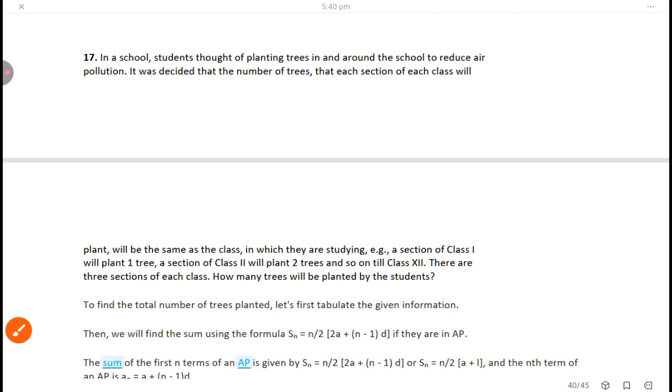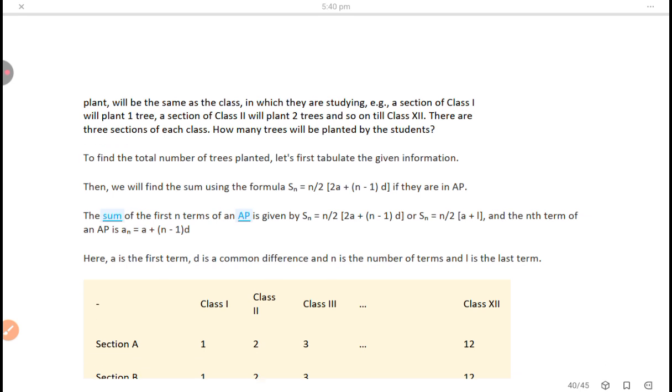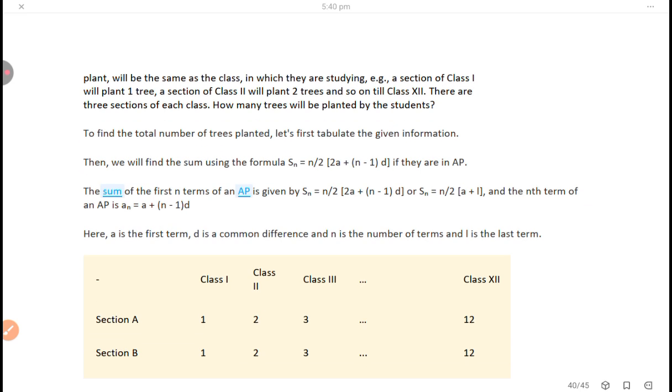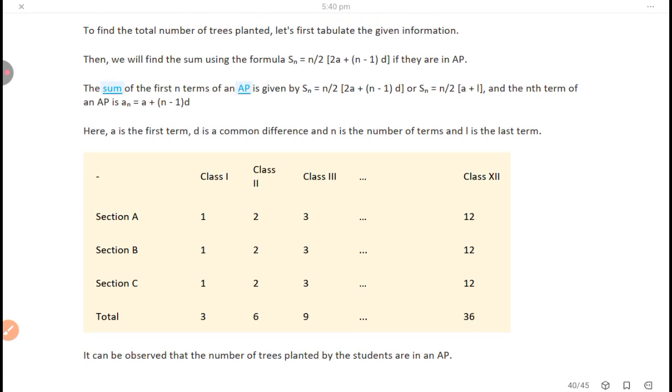In a school, students thought of planting trees in and around the school to reduce air pollution. It was decided that the number of trees each section of a class will plant will be the same as the class in which they are studying. For example, each section of class 1 plants 1 tree, class 2 plants 2 trees, and so on till class 12. There are 3 sections of each class. How many trees will be planted by the students? To find the total number of trees planted, let us tabulate as given below.